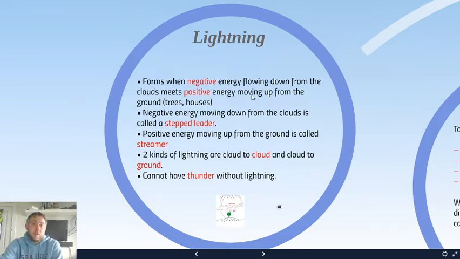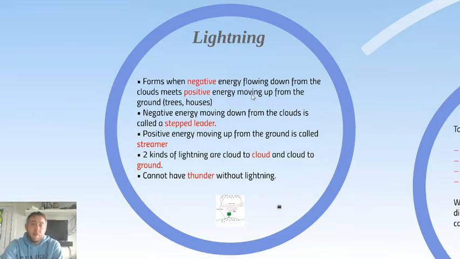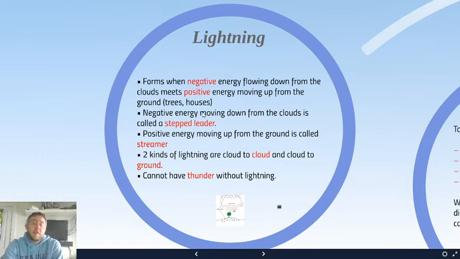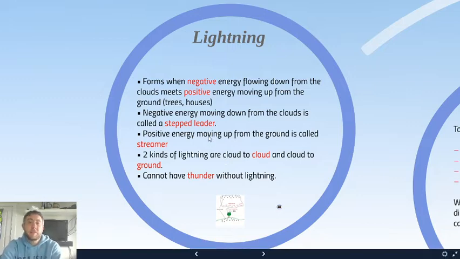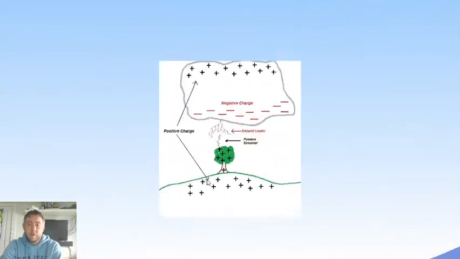You need two parts for lightning, something coming down and something coming up. That negative energy coming down from the cloud is called a step leader, and the positive energy coming up from the ground is called a streamer. And when they meet, you get lightning. The two kinds of lightning we usually see are cloud to cloud and cloud to ground. And one thing, you cannot have thunder without lightning. So if you hear thunder, there was lightning. That's 100% true.